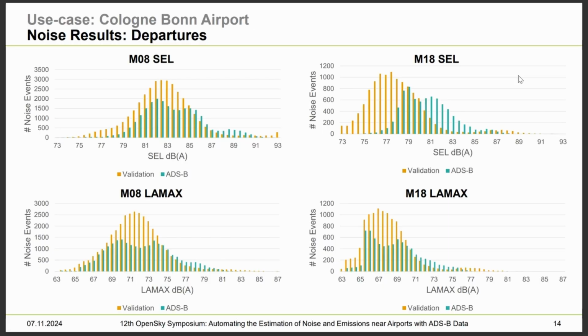We do have these relatively high values for the maximum metric, above 77 decibels, where there are more events on the OpenSky network than on the validation dataset, which could be attributed to this assumption of always using max weight. Further away from the airport, the results are not as promising, especially for the sound equivalent level metric.